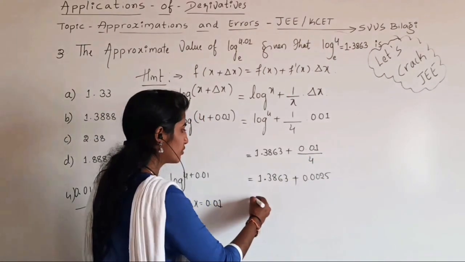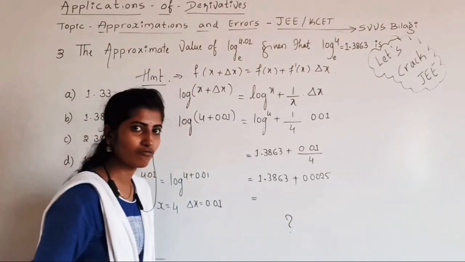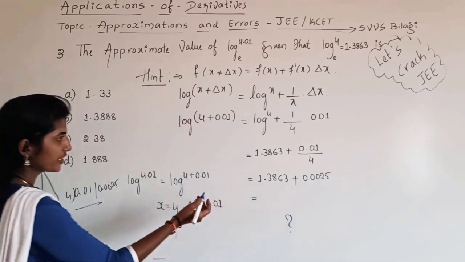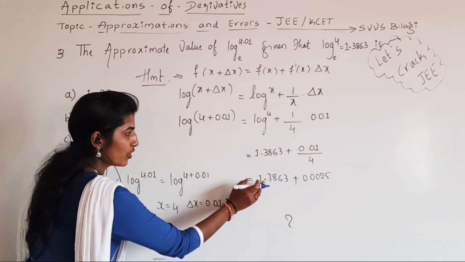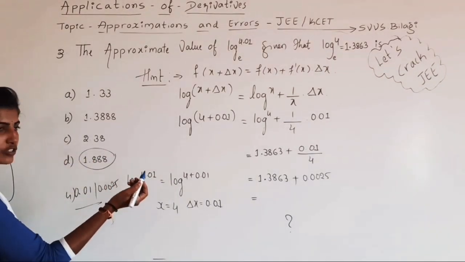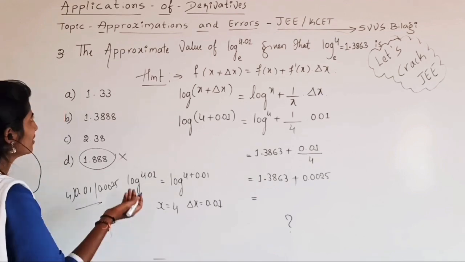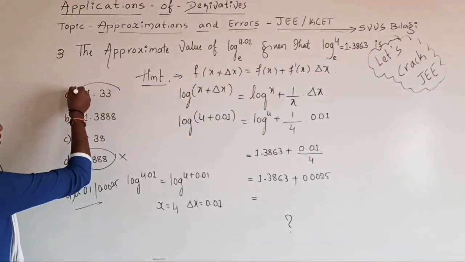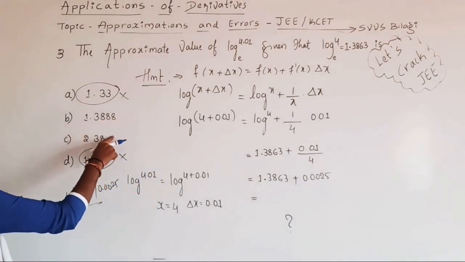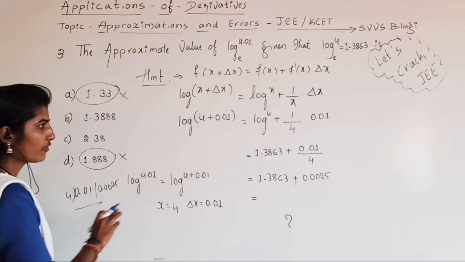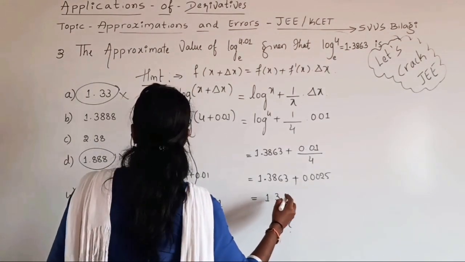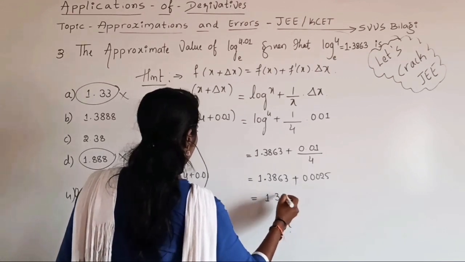If you add these two things, which option is right now? If I add, you can check the options: one begins with 1.38, but 1.88 is not at all like the result here. And again 1.38 is there, but 1.33 is also violated. You should only handle these two options. But still, if I add these things, I will get 1.388, I think.